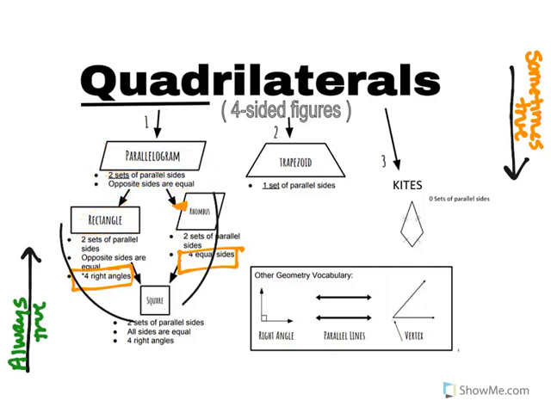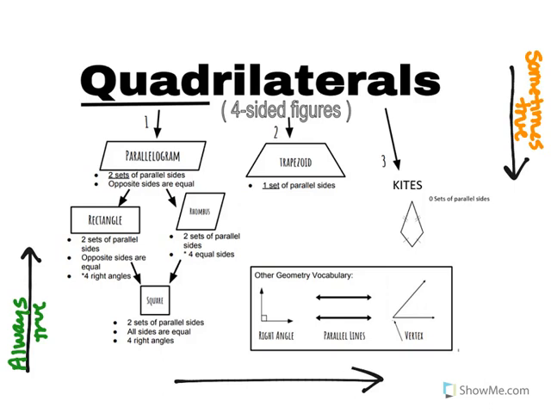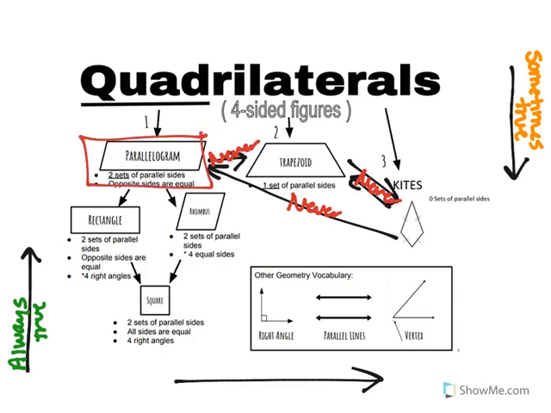Lastly, we need to talk about the never ever statements. So moving across from parallelogram to trapezoids, or trapezoids to kites, or kites to trapezoids, or kites to parallelograms. These are never true. That's because they belong to different subcategories of quadrilaterals. Parallelograms, trapezoids, and kites are not related at all.